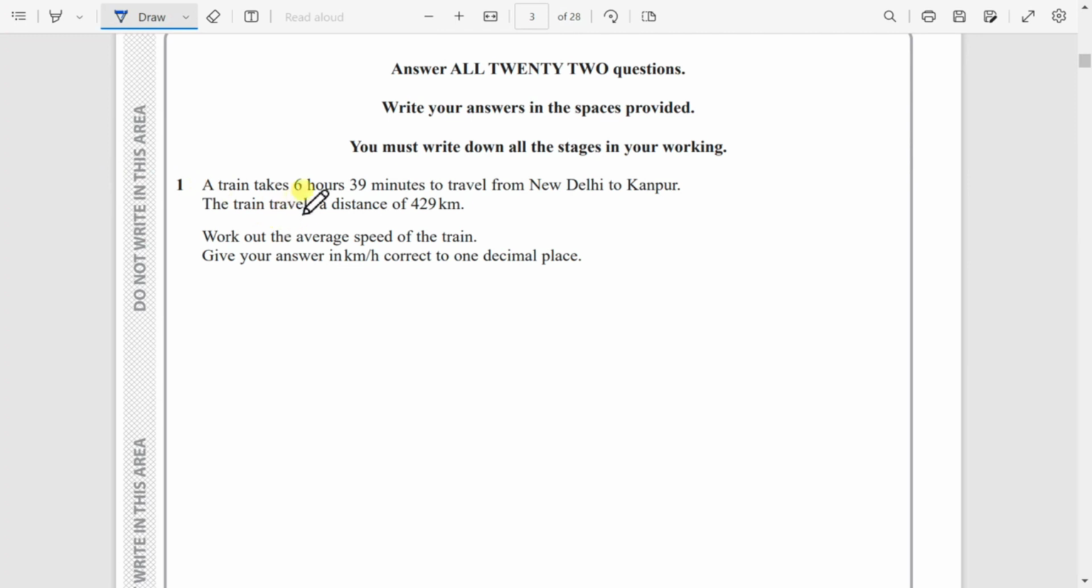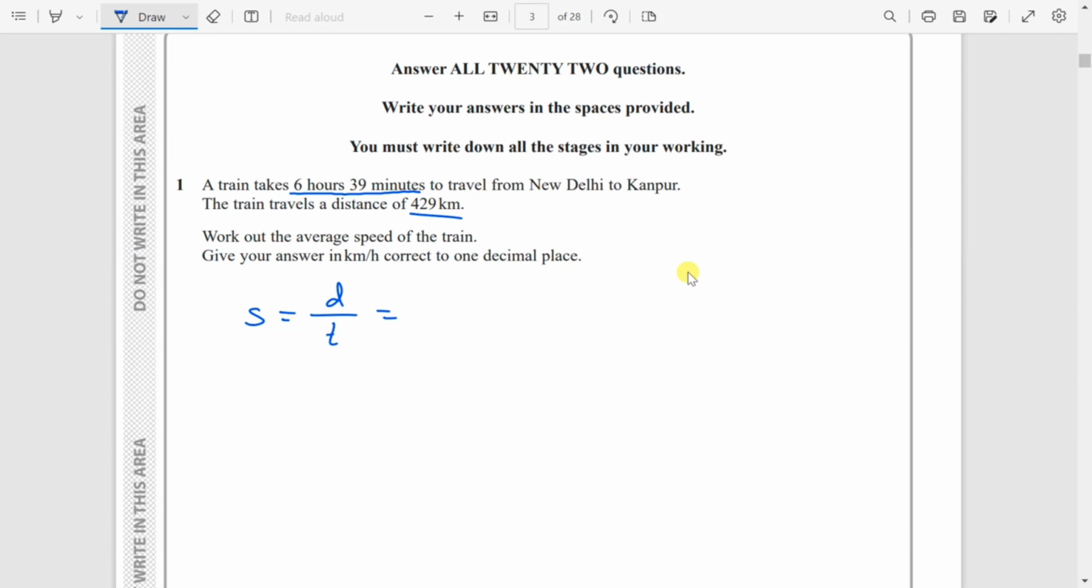A train takes 6 hours 39 minutes to travel from New Delhi to Kanpur. The train travels a distance of 429 kilometers. So let's just note this down: 6 hours and 39 minutes, 429 kilometers. Work out the average speed of the train. Let's do this. The general formula is always speed equals distance over time.